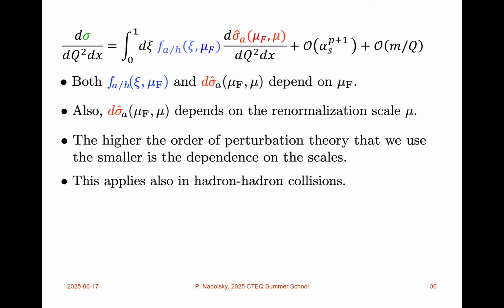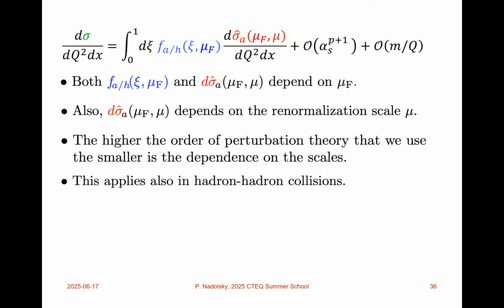But if you work at a fixed order, the dependence on μf in f and σ-hat cancels up to one higher order in αS, because there will be a mismatch in estimation of these terms between the PDF and the hard cross sections, right? Now, this is what is called the factorization scale. It separates radiative contributions from the real gluons.